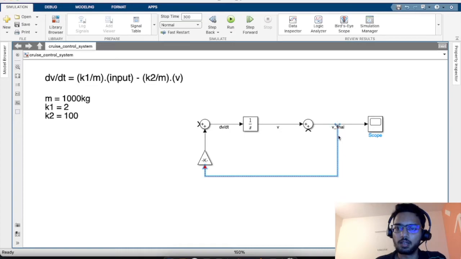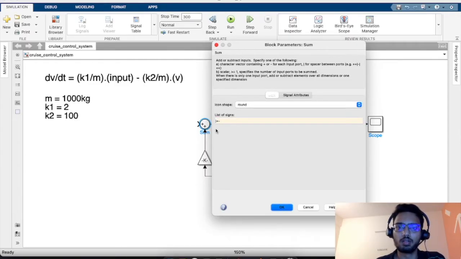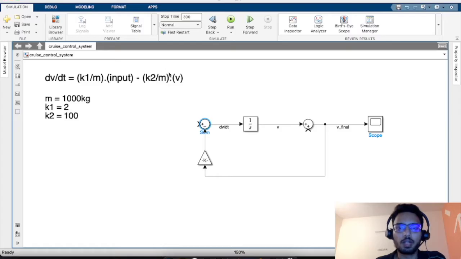So we'll take this V final, we'll connect this here. So V final multiplied by K2 by m, and this has a negative sign, so we'll change the sign here to minus. So this part is complete. Next we have K1 by m times the input. This input is typically the input which is provided by the PID controller. It is the PID controller's output. So we'll need a PID block.